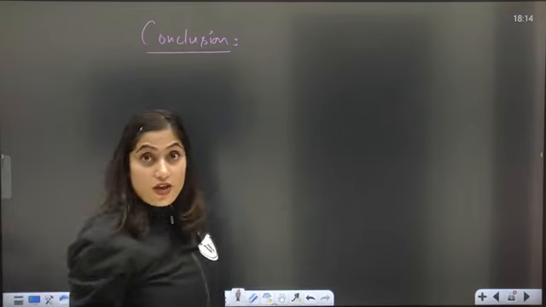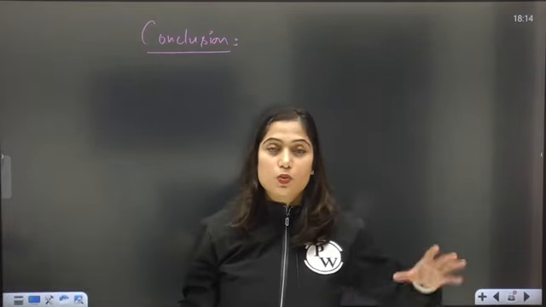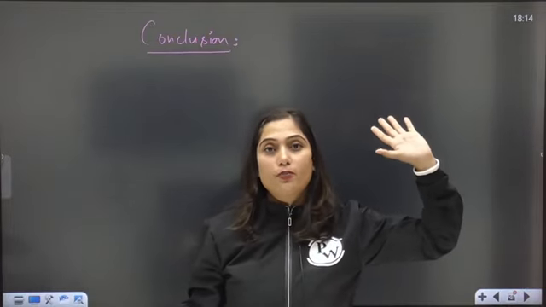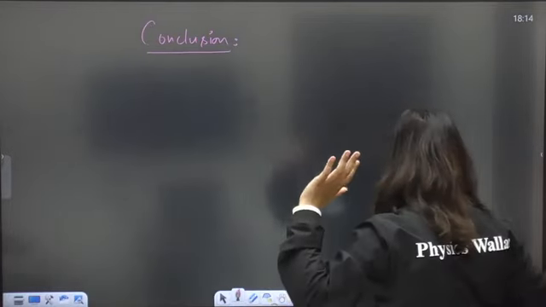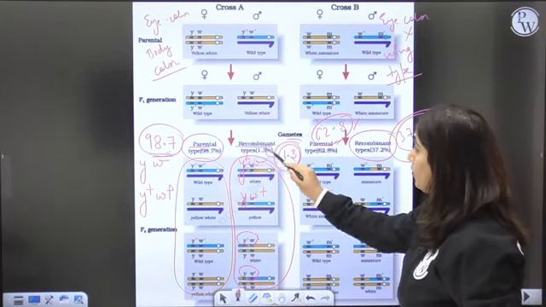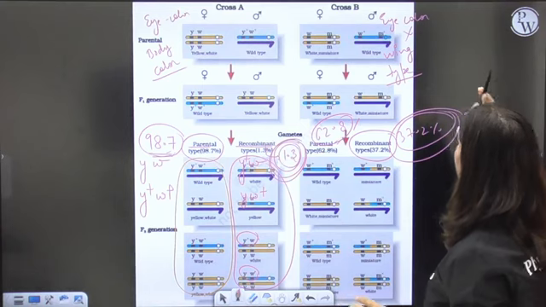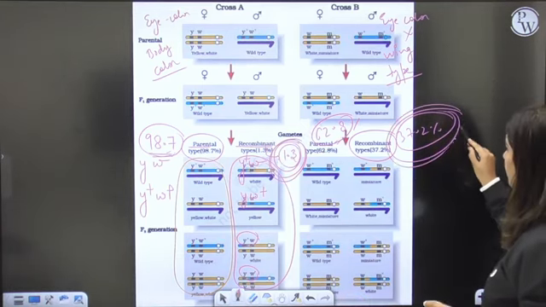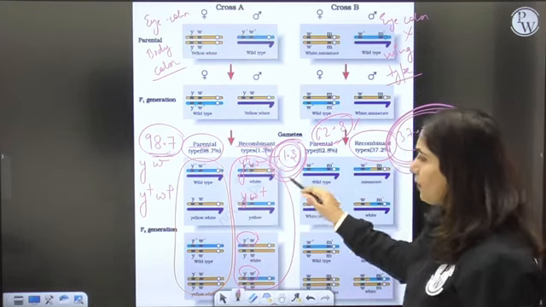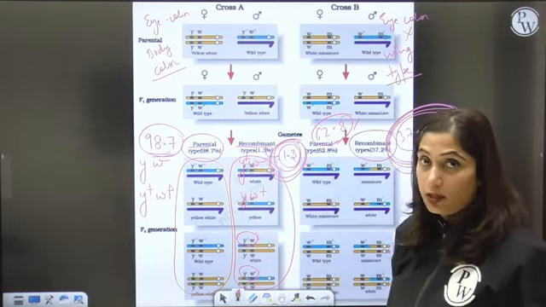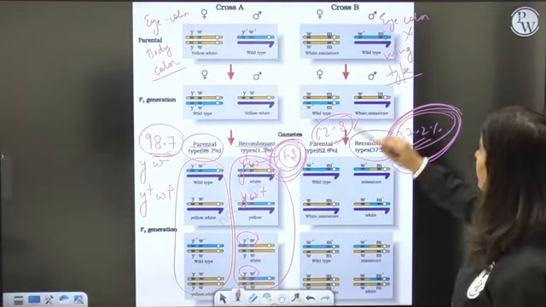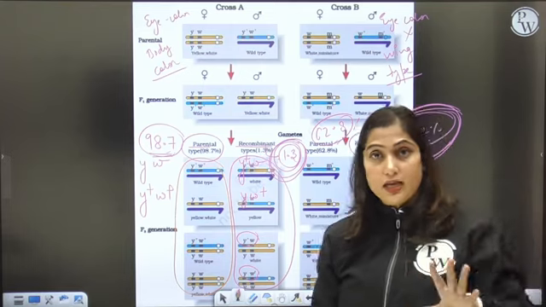And yes, beta, the question directly comes: when Morgan took eye color and body color gene, what was the proportion of recombinants? You just have to learn this, okay? Eye color, body color, 1.3% recombinant. Eye color, wing type, 37.2% recombinant. And you will calculate the parental type by subtracting it. Just learn 1.3% and 37.2%. Eye color, body color, eye color, wing type. Question directly comes.